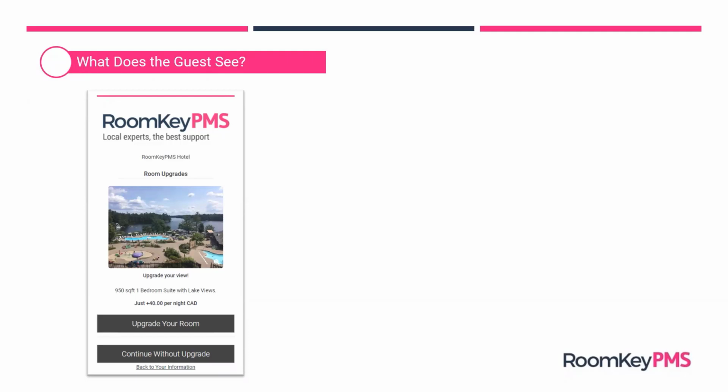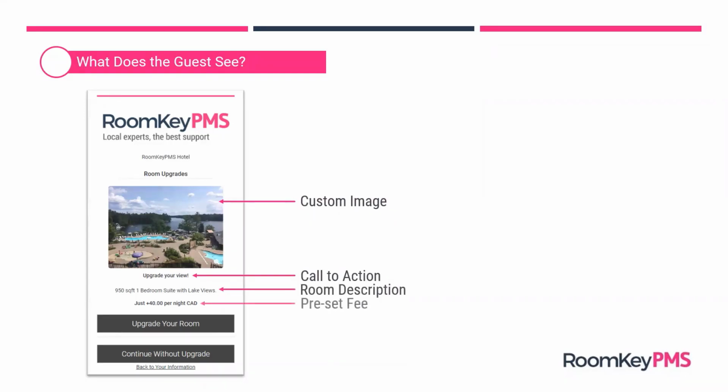And then right away, it's going to identify any room upgrades available for the guest stay. So you have a custom image here that's going to take up most of the visual space that you can customize and really use to leverage and prompt the guest to upgrade. You've got your call to action that's going to show up as well, and you can include a room description and the preset fee. Of course, that visual aspect encourages the guest to go ahead and upgrade their room during this mobile check-in process. But of course, they could continue without an upgrade. That option is always available to them. They can proceed without upgrading.